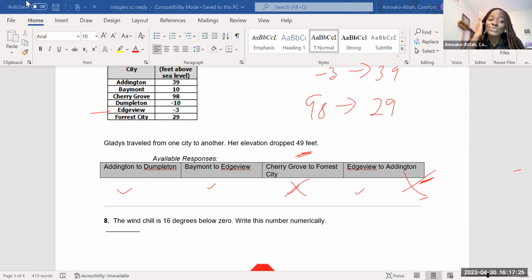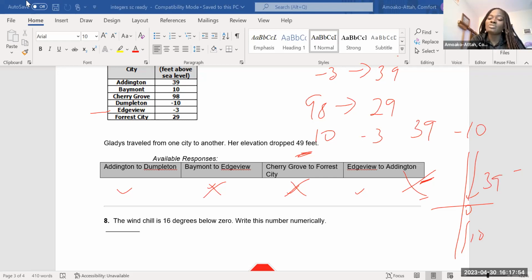Baymount to Edgeview. Where is the Baymount? Baymount is 10. Edgeview is -3. And there's no way the difference will also be 49. So this is also out. So Adenton and Dumpleton. Adenton is what, 39. And Dumpleton is what, -10. And this is correct. Because from 39, you move to 0 before you go an additional 10. This is 39 to 0, a difference of 39, then you add an additional 10, which gives you 49. And this gives you the correct answer.